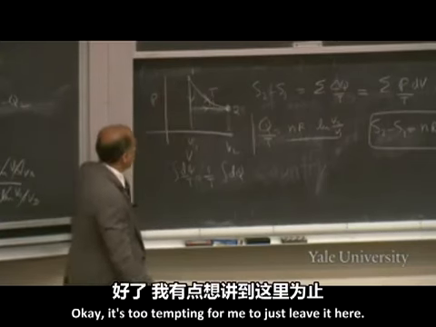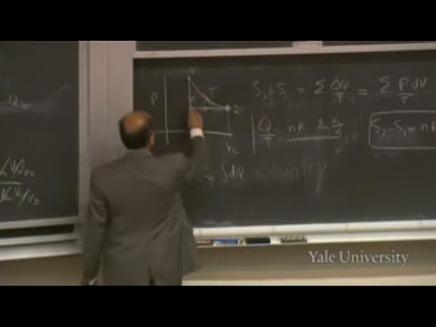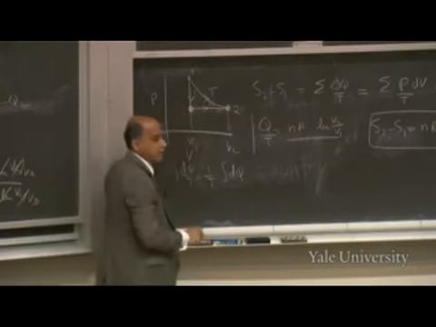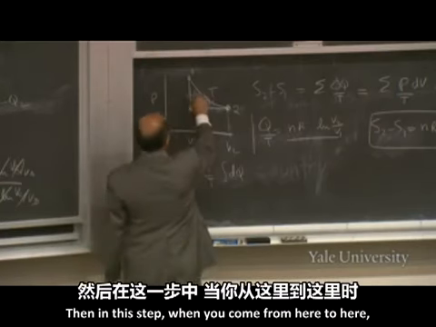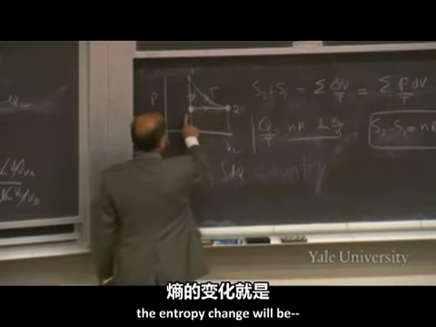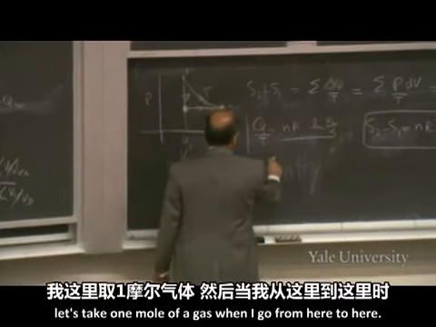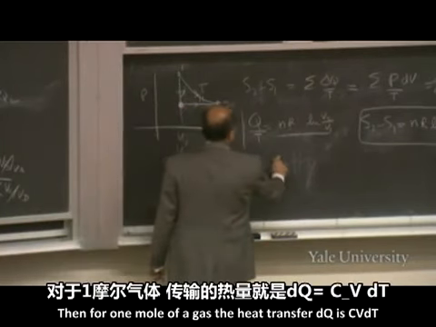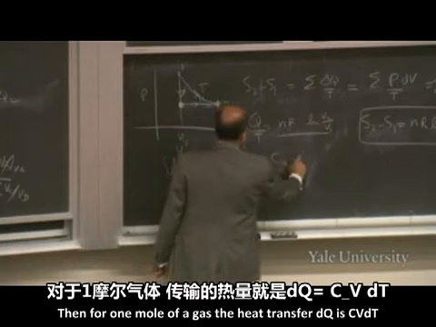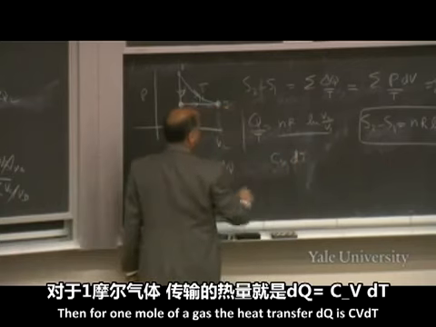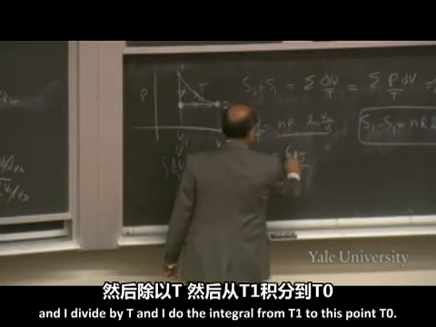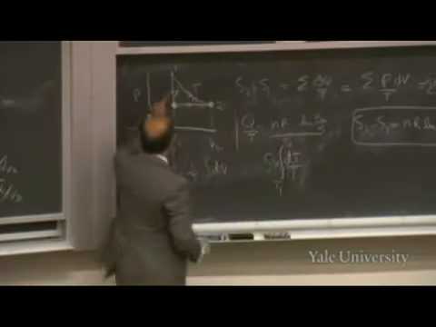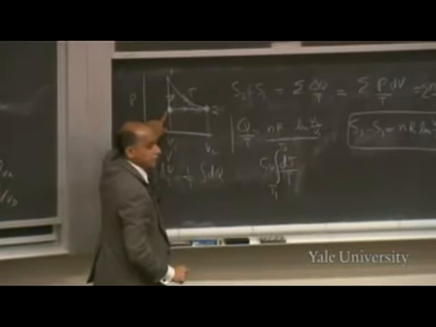Okay, it's too tempting for me to just leave it here. Let me tell you how it works. Call this intermediate point, give a subscript 0 for all its parameters. Then in this step, when you come from here to here, the entropy change will be, let's take 1 mole of a gas. When I go from here to here, then for 1 mole of a gas, the heat transfer dq is Cv dT, and I divide by T, and I do the integral from T1 to this point T0. That's the entropy change here.